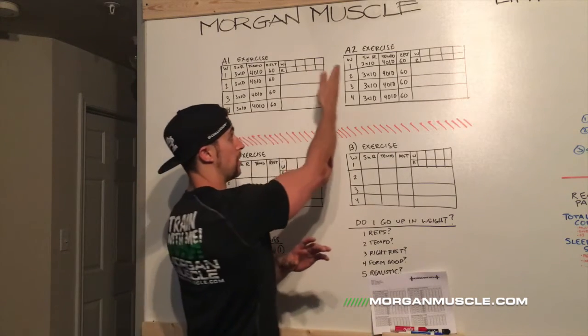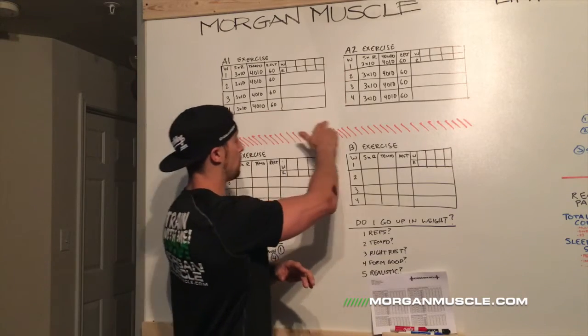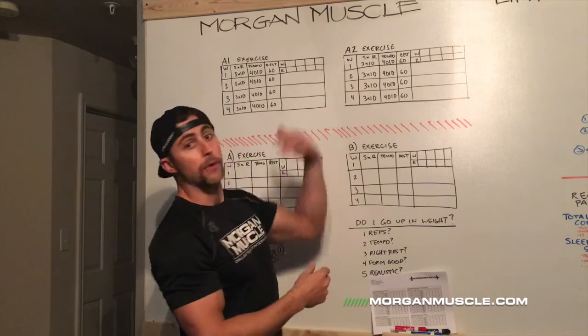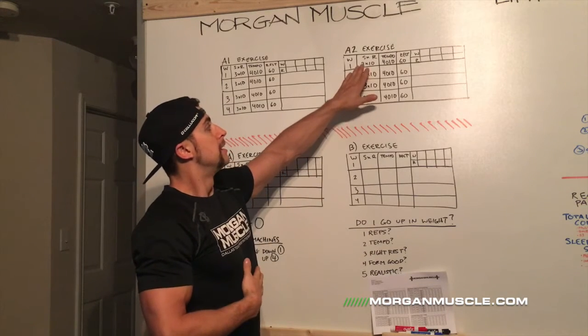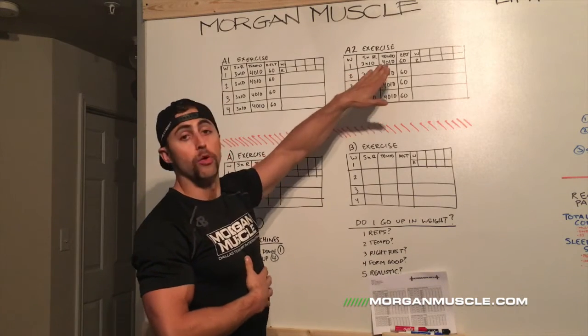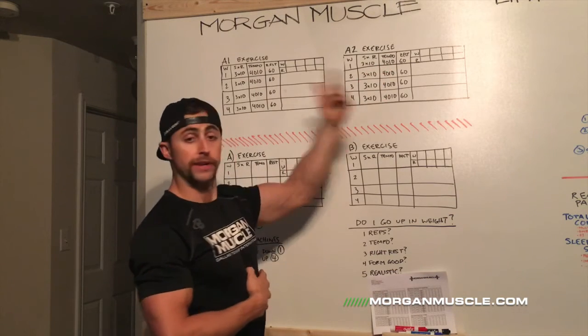Now, this is paired up with A2, so we'll take our 1 minute break, then we're gonna come over here. All right, now we're gonna be doing, say, pull downs. All right, now we're on pull downs. We've gotta do 10 reps at a 4010 tempo, and then we're gonna take another minute break.